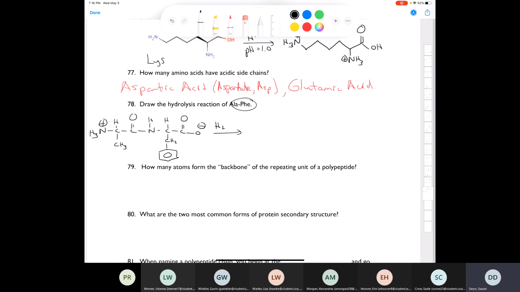What are we doing? We're going to hydrolyze that in water. So we're going to break the amide bond, which is this bond right here. This is the amide bond. So we're going to cleave that bond. Then we're going to end up with the alanine molecule. So this is the alanine. And then we're also going to end up with the phenylalanine. And there we go. And there you have it, folks.